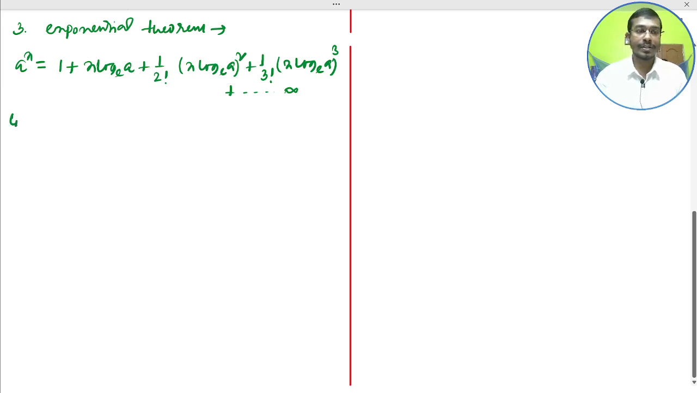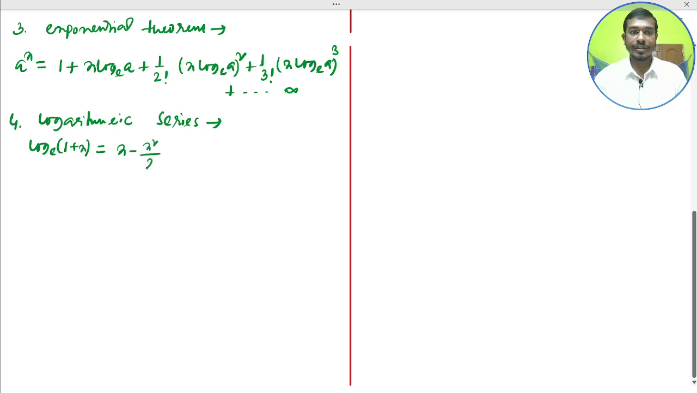Next, the logarithmic series. So the logarithmic series says that log 1 plus x is x minus x square by 2 plus x cube by 3 minus x to the power 4 by 4 plus dot dot dot, where the range would be minus 1 less than x less than or equal to 1.